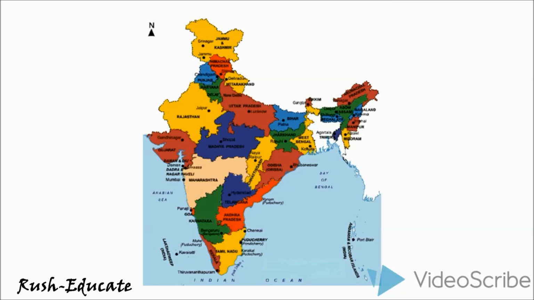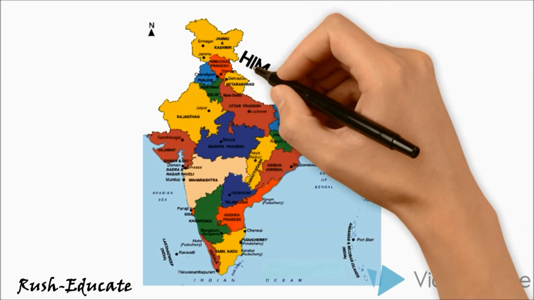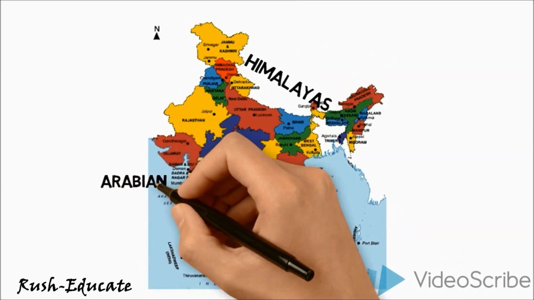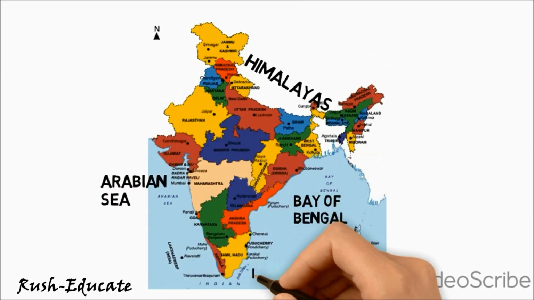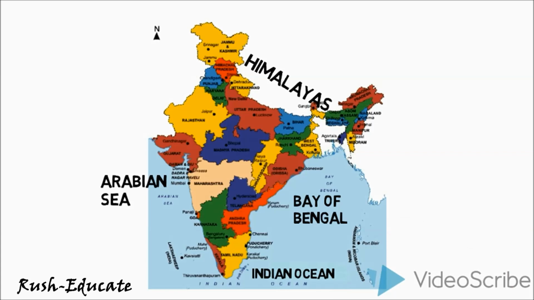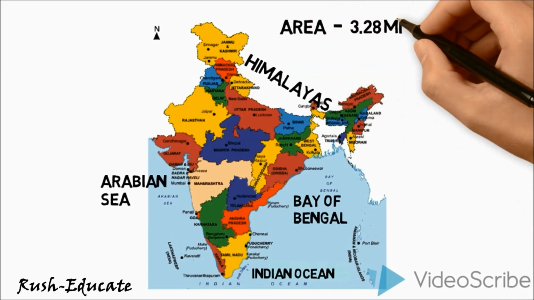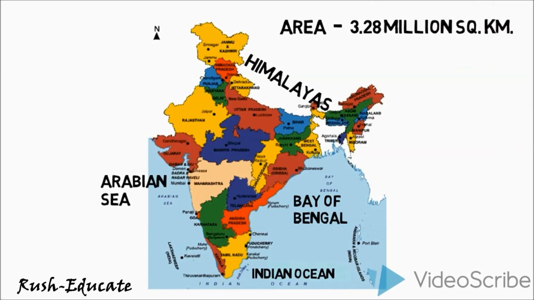India is a country of vast geographical expanse. In the north, it is bound by the lofty Himalayas, the Arabian Sea in the west, the Bay of Bengal in the east, and the Indian Ocean in the south, wash the shores of the Indian peninsula. India has an area of about 3.28 million square kilometers.